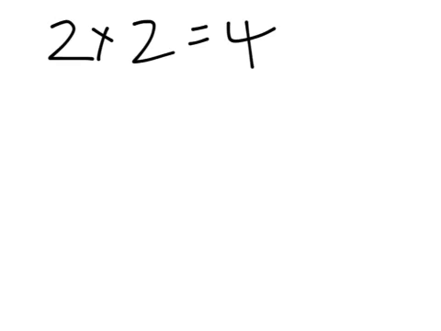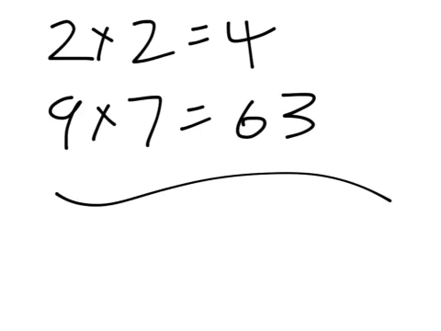We're just going to briefly go over some basic multiplication facts. When you're doing multiplication, you've got to know your times tables. You've got to know things like 2 times 2 equals 4, and 9 times 7 equals 63. You've got to know these sorts of things off by heart.